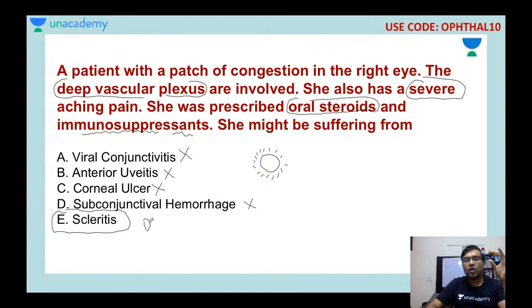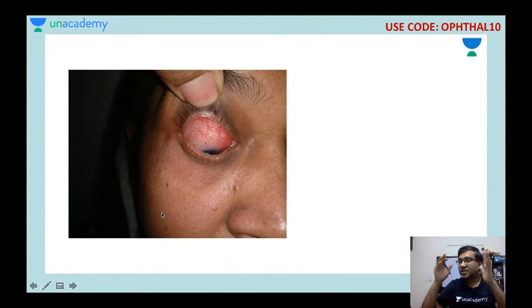So those students who have not attended my Numero Uno in Ophthalmology series, if you want, I would send you the link of the scleritis and the episcleritis in the comment section. You can see how the scleritis and episcleritis basically present.